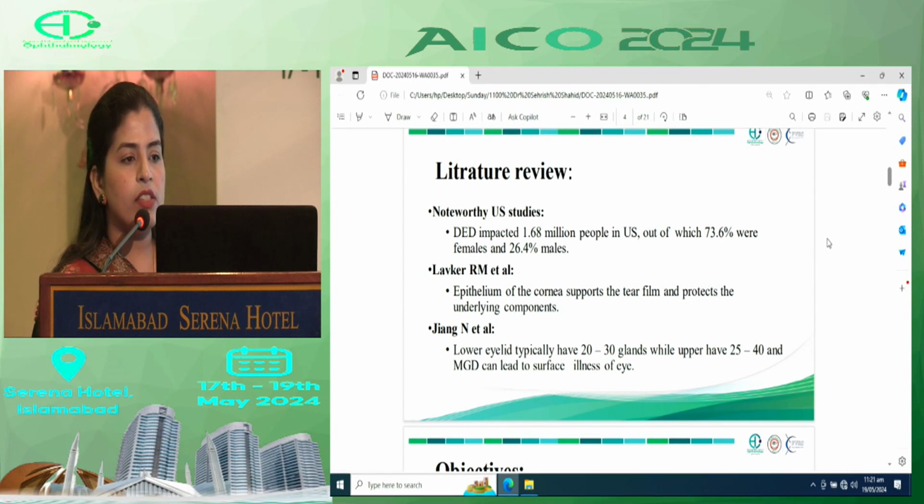In one more study, Jung et al. said that the lower lid typically has 20 to 30 glands, that is the meibomian glands, and the upper lid has 25 to 40 meibomian glands. And if the meibomian glands are compromised, that is called meibomian gland dystrophy, and it causes illness of the eye.